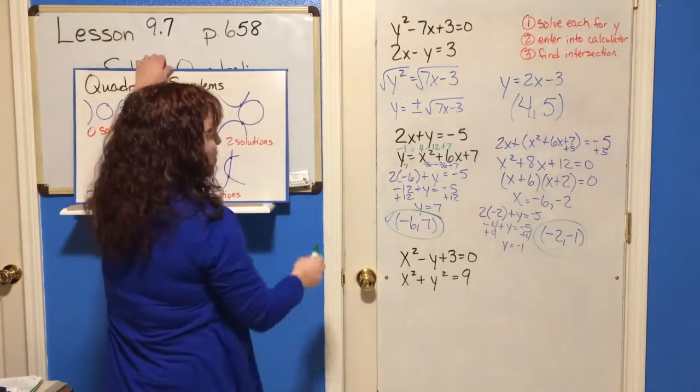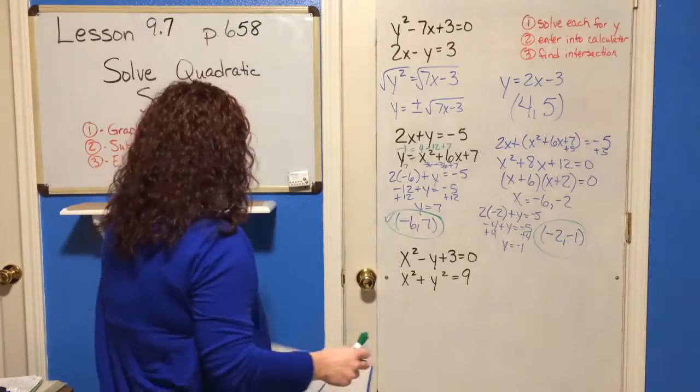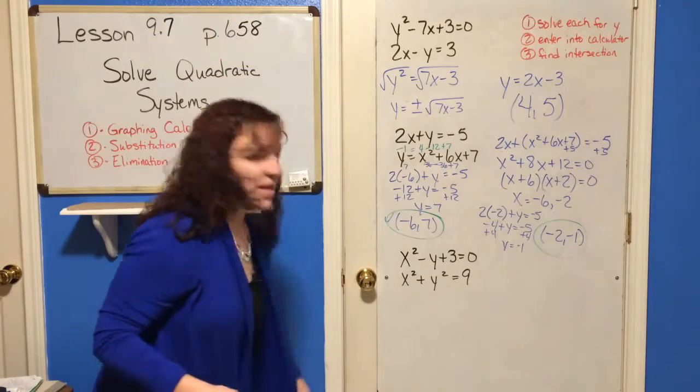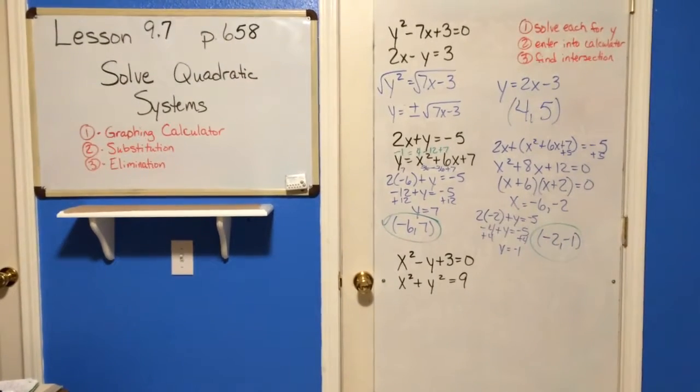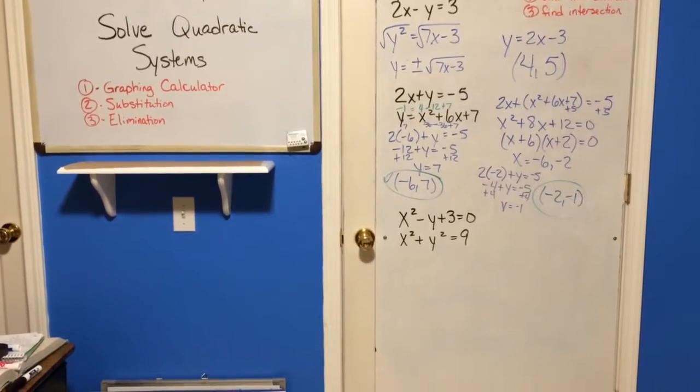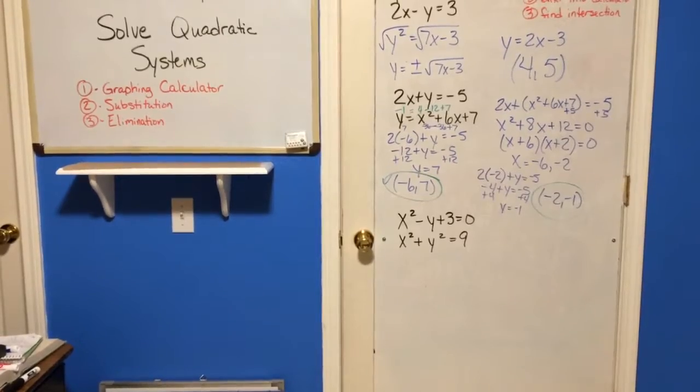So let's solve this system using elimination. And let me see how much room I have to go so that we've got plenty of space. We'll just move it down so that I've got plenty of space here. All right.